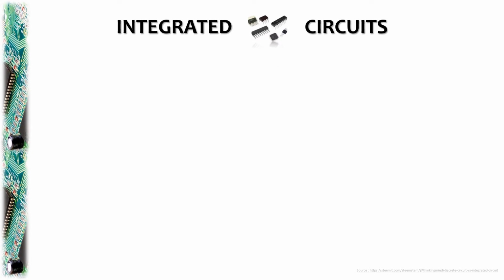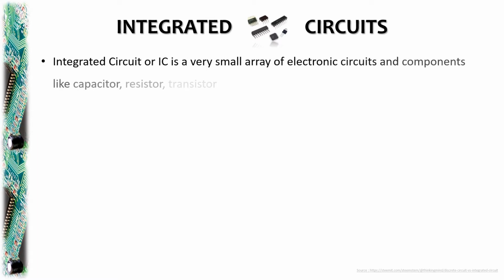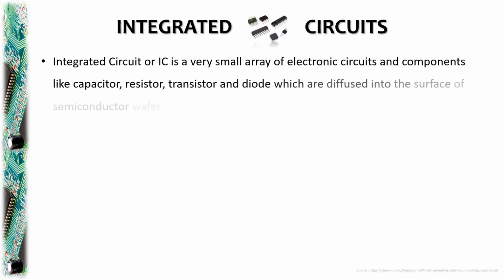Now let's discuss some points about ICs. So IC is the short form of integrated circuit. It's very small in size, with a very small area of electronic circuits. Why a small area of electronic circuits? Because it contains hundreds, thousands, millions of components like capacitors, resistors, transistors, and diodes, and we can diffuse all these components on the wafer of semiconductor material, that is silicon. Silicon is a semiconductor material, and this wafer is made up of silicon. So we can diffuse all these components on it to manufacture the IC, right?